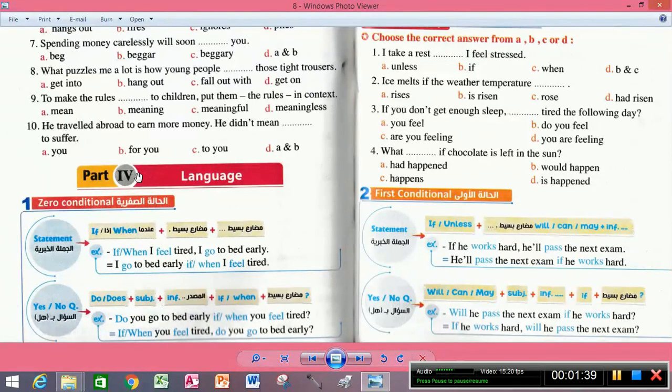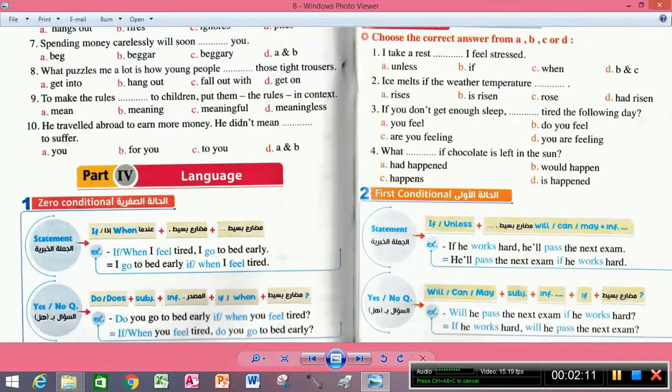Okay guys, so now we have to concentrate that we have the zero conditional and the first conditional. Zero conditional means present. The first rule means present and will or can or may plus infinitive. If he works hard, he will, he may, he can pass the next exam.